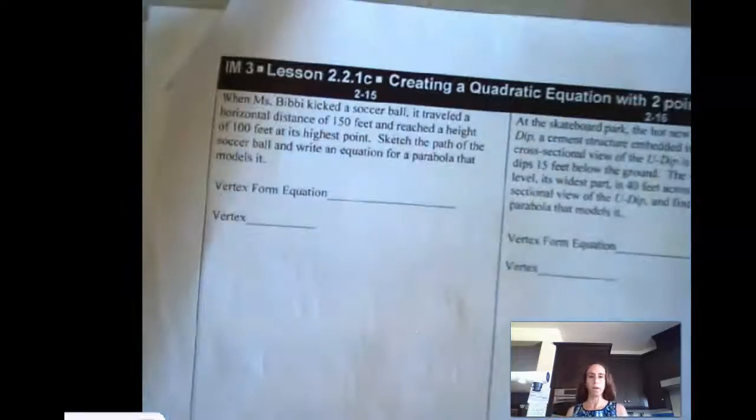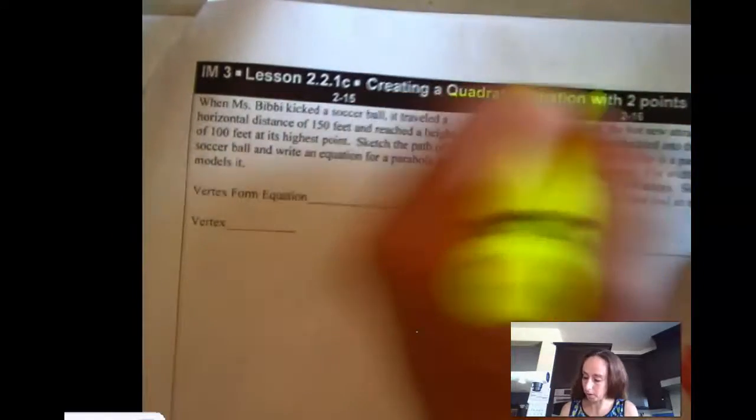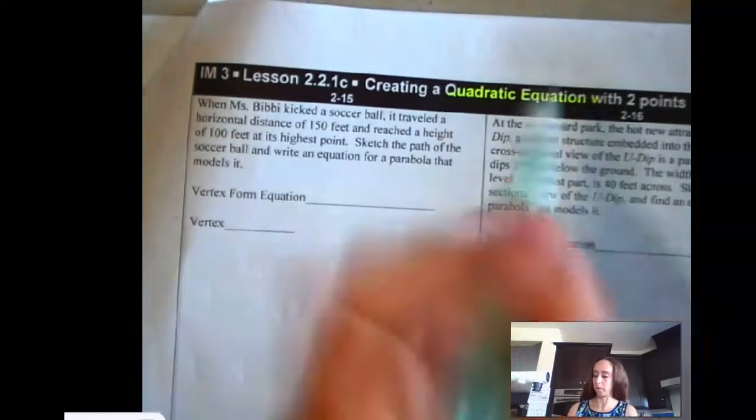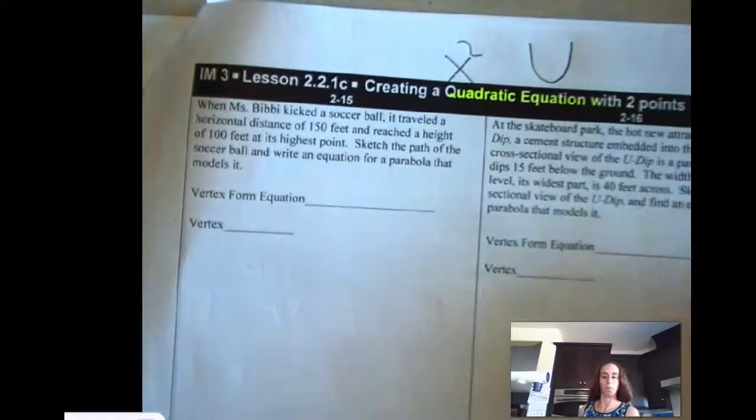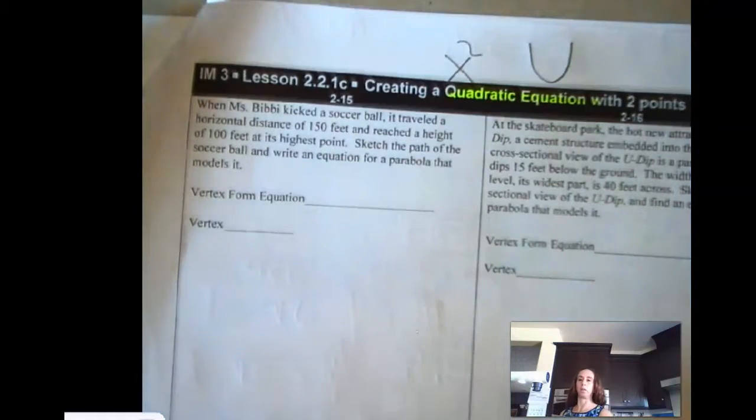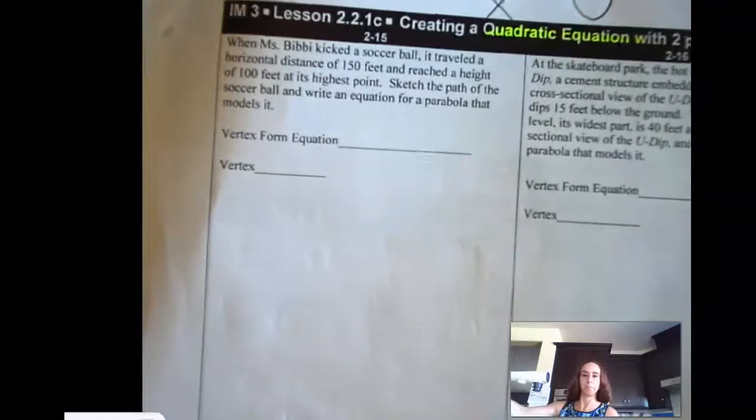So this section's going to be quite a bit of a workout. Don't worry, it will eventually make sense, okay? So when I see quadratic equation, I think that it's going to be dealing with x squared, and I also think it's going to be dealing with a u. So that needs to be in my brain when I'm reading this problem, okay?